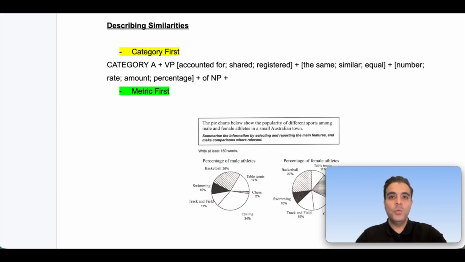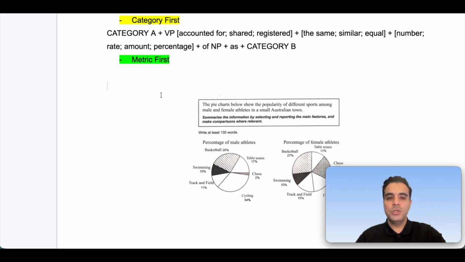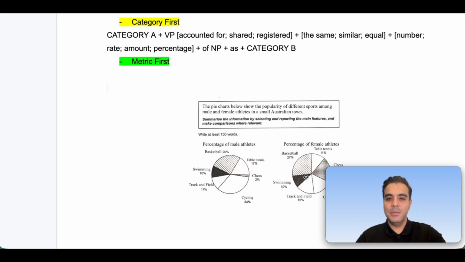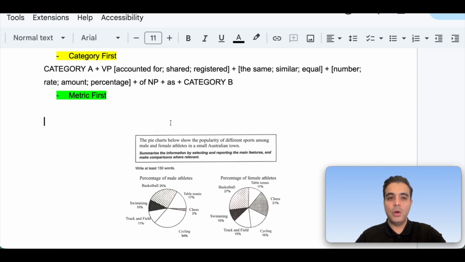And then we need to compare it to the second category. We're going to use "as," that's the preposition, and then we add category B. Let's use this structure to come up with a sample sentence comparing table tennis and swimming in this pie chart here. So what is the first category? It's table tennis, right? So we're going to say table tennis.